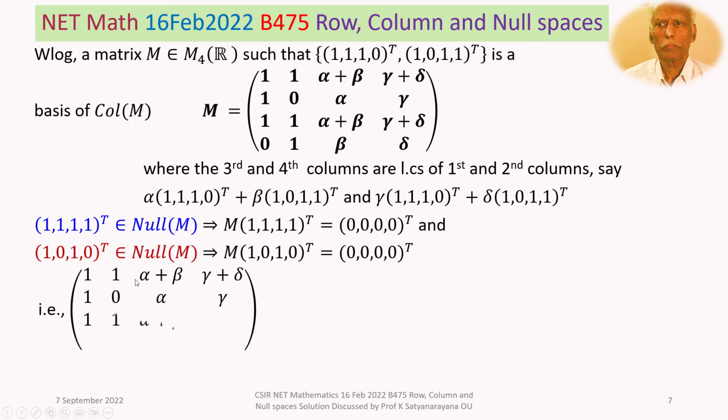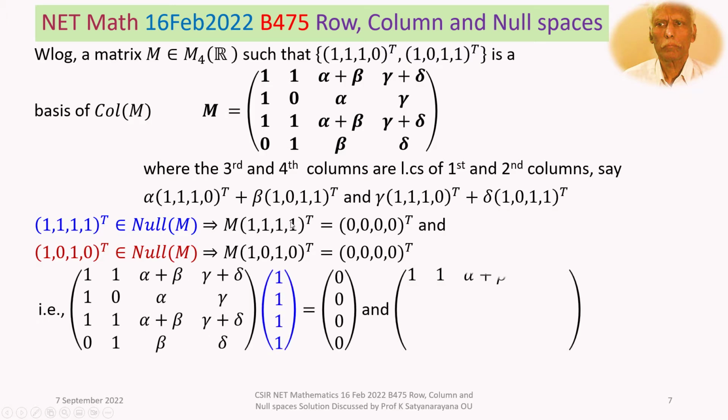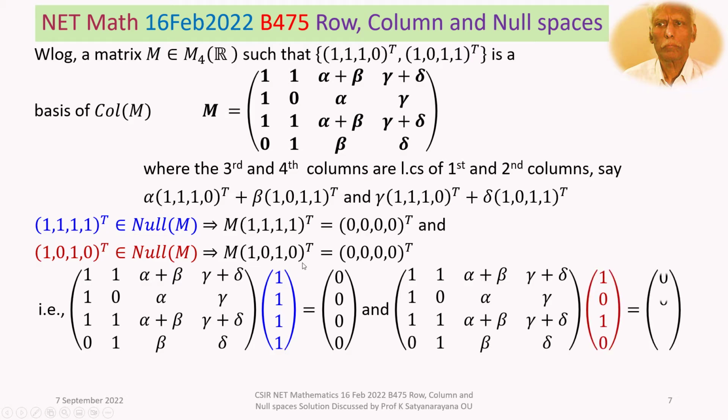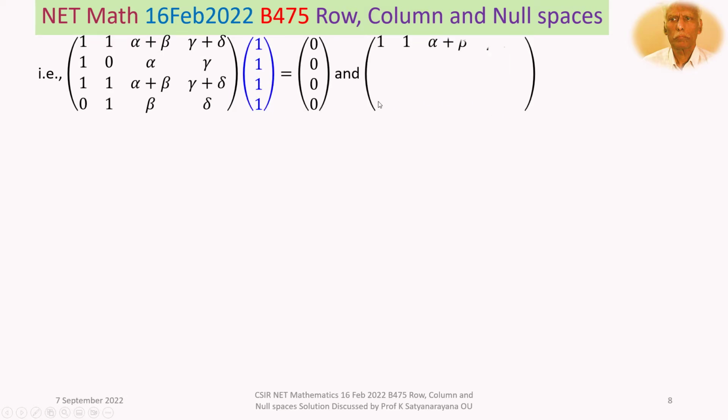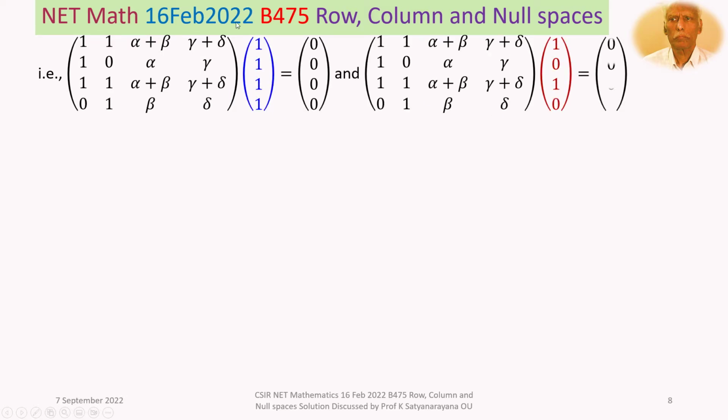M times (1 1 1 1)ᵀ is equal to the zero column vector, and the second one is M times (1 0 1 0)ᵀ, which is equal to the zero column vector. We continue in the next slide. So this is what we have written there, and now we multiply. First we multiply these things.